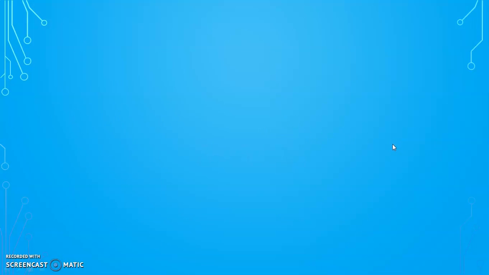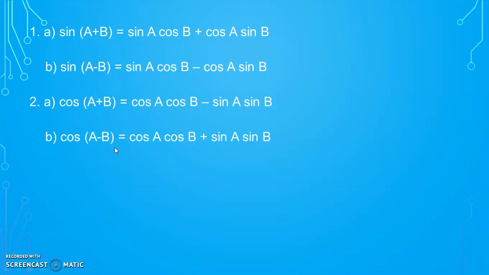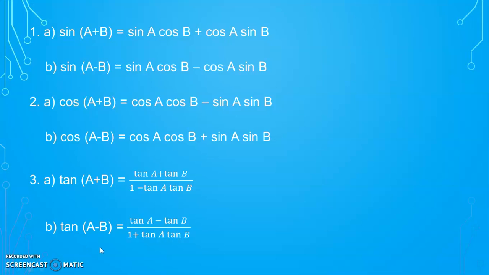Let's move on to part 2 formulas. In part 2, we are going to learn sin(A+B) is equal to sin A cos B plus cos A sin B. Sin(A-B) is equal to sin A cos B minus cos A sin B. Cos(A+B) is equal to cos A cos B minus sin A sin B. Cos(A-B) is equal to cos A cos B plus sin A sin B. Tan(A+B) is equal to tan A plus tan B divided by 1 minus tan A tan B. Tan(A-B) is equal to tan A minus tan B divided by 1 plus tan A tan B.